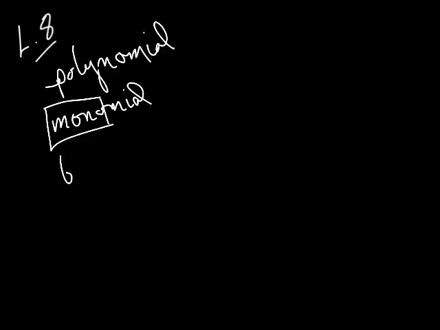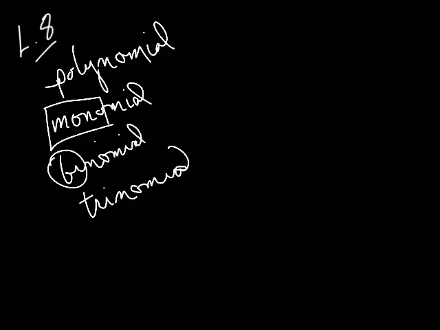A binomial, bi means two. Trinomial means three. I don't know what a nomial is, but anyway, those are the prefixes, and they just tell how many terms are in a specific expression. So let me give you an expression: negative 5x squared plus 6x plus 2. That's an expression. So what do we have here?